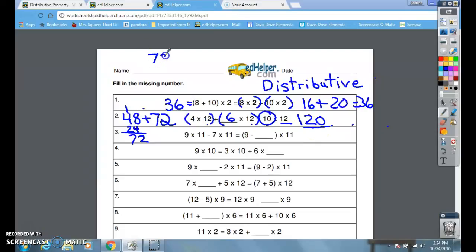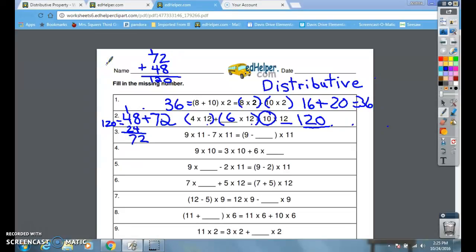So I'm going to do that up here. 72 plus 48. 8 plus 2 is 10. Carry the 1. 7, 8, 9, 10, 11, 12. 120. So yes, this side equals 120 also.